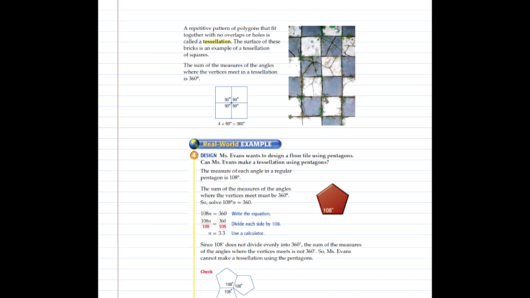A repetitive pattern of polygons that fit together with no overlap or holes is called a tessellation. The surface of these bricks is an example of a tessellation of squares. The sum of the measures of the angles where the vertices meet in a tessellation, like right here or right here in the diagram, will always equal 360 degrees. These squares each have 90-degree angles in all 4 corners. So 90 times 4 is 360.